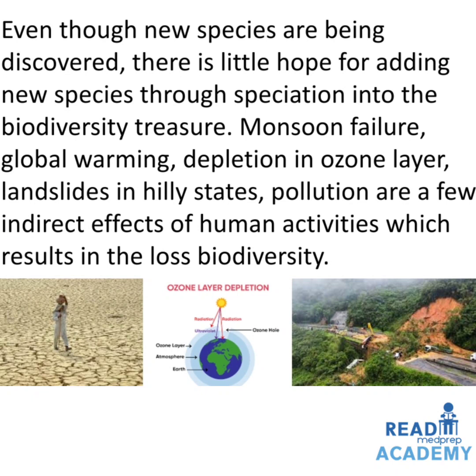In the image below on the left side, you can see the monsoon failure resulting in the drought. In the middle, you can see the radiation causing the ultraviolet rays as well as the greenhouse gases and the other pollutants causing an ozone hole in the atmosphere. On the right side, you can see the landslides that occur in hilly areas.